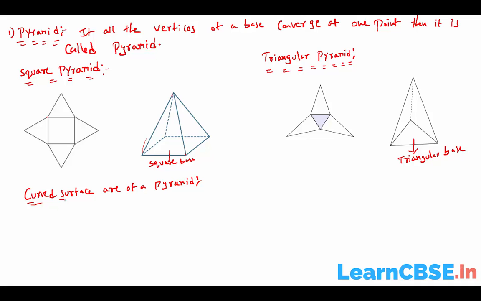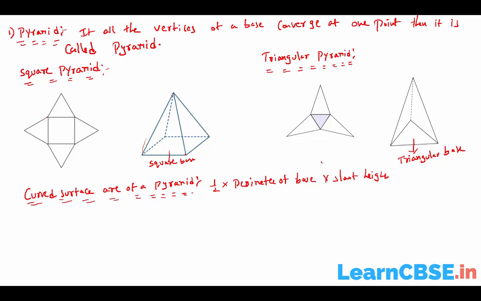How can we say the curved surface area of the pyramid? Generally, if you take the square pyramid or triangular pyramid, you can go with the base. This is a square. So generally, the curved surface area of the pyramid can be taken as half into perimeter of base into slant height.